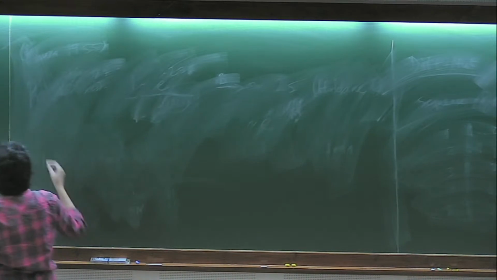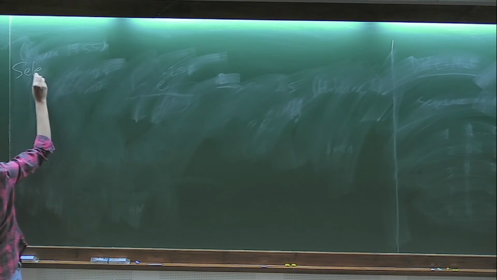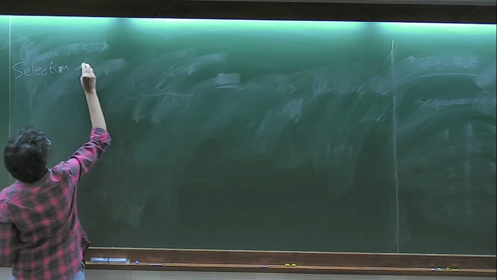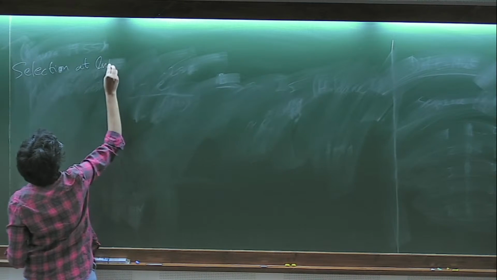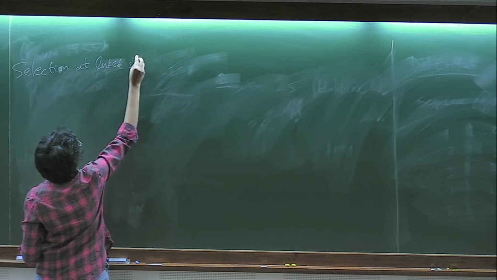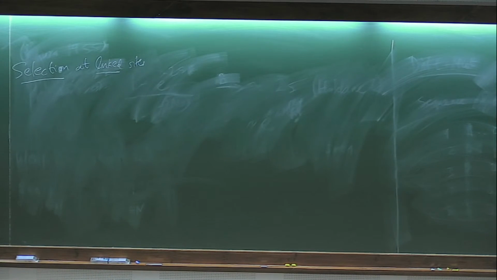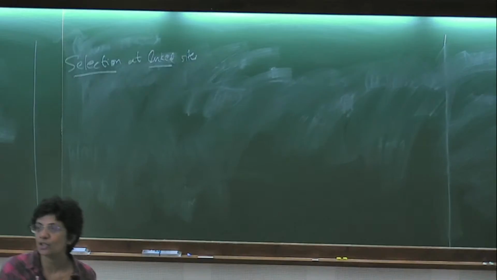So this factor that I want to explain is selection at linked sites. Okay. So here we will have drift, selection, mutation, and linkage. We haven't spoken much or at all, I think, about linkage. So I first need to introduce that to you.